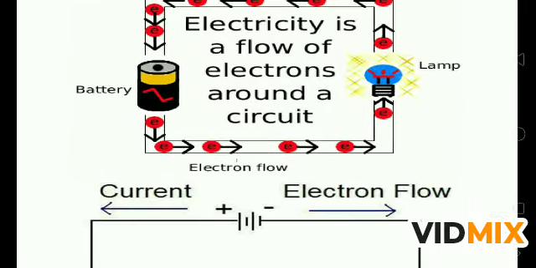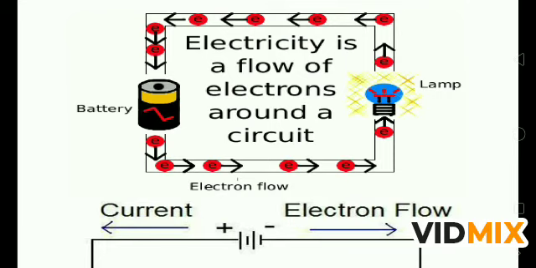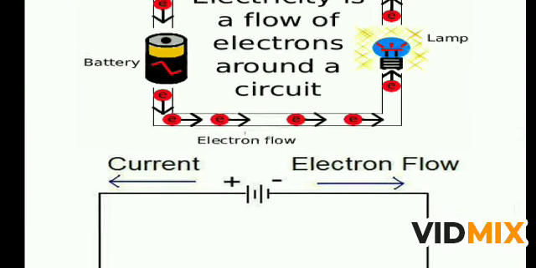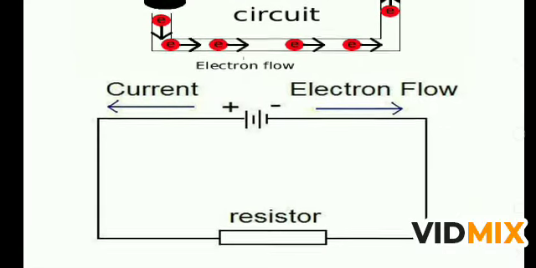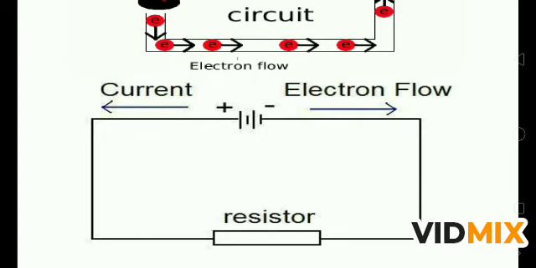This is a symbol of electric circuit. So you see that there is a battery, and one lamp is there which is glowing, and if you see the flow of electrons, it is from negative to positive terminal, and current is from positive to negative. And this is the ray diagram of the circuit. Here we are symbolizing the resistor and cell. If you see the electron flowing from negative to positive, and the current is flowing from positive to negative. So this is the direction of conventional current.